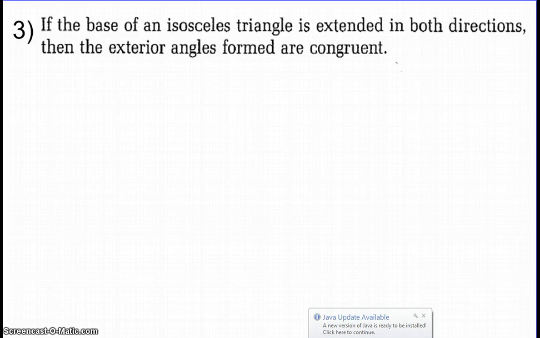All right, at number 3, why don't you go ahead and take a minute, pause the video here and see if you can come up with the appropriate diagram and the given information, and then we can check that.